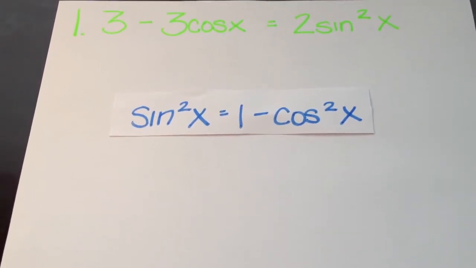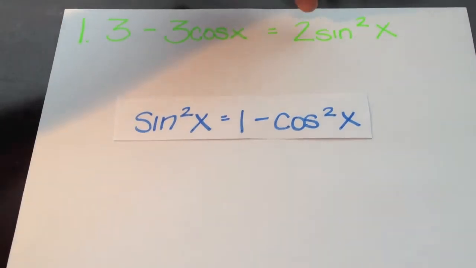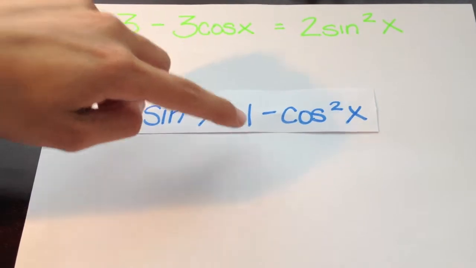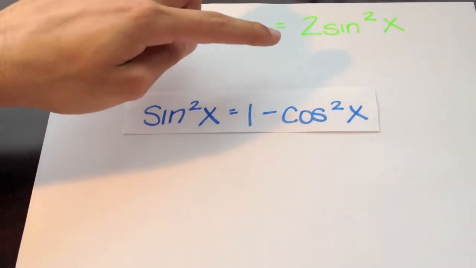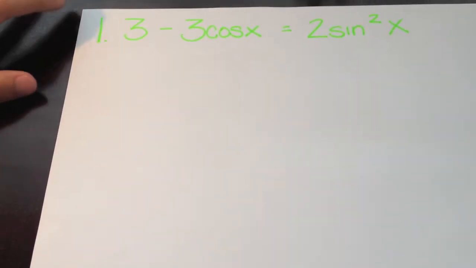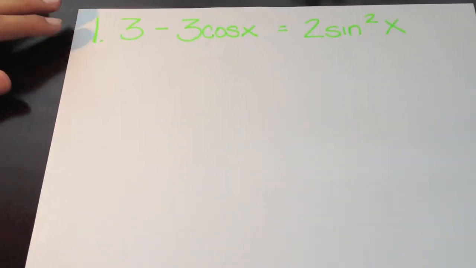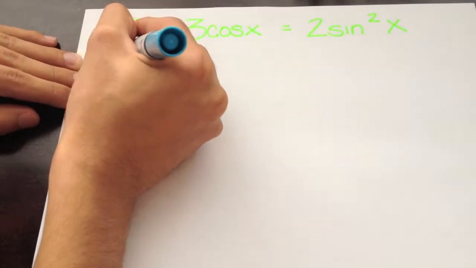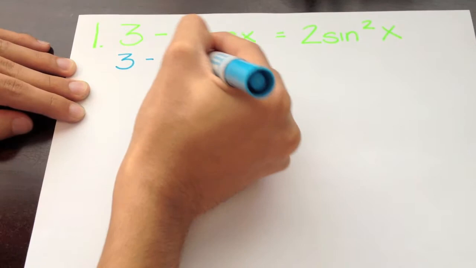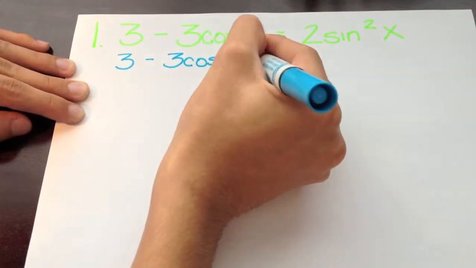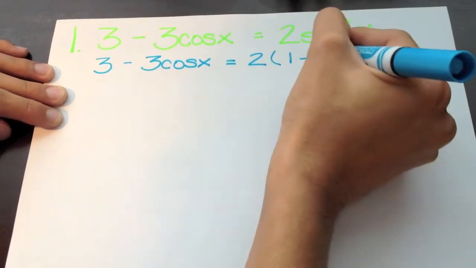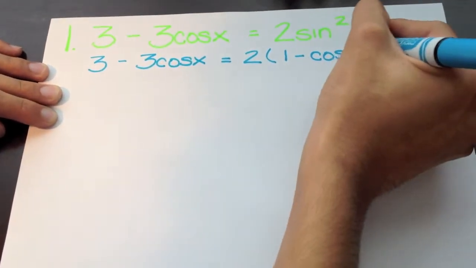Notice that in our function we have sine squared of x. So we're going to substitute 1 minus cos squared of x for sine squared of x. We're going to write the left side of the function as it is. So 3 minus 3 cos of x equals 2 times 1 minus cos squared of x.